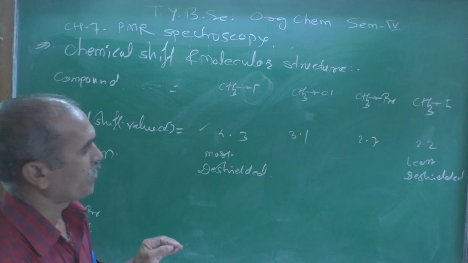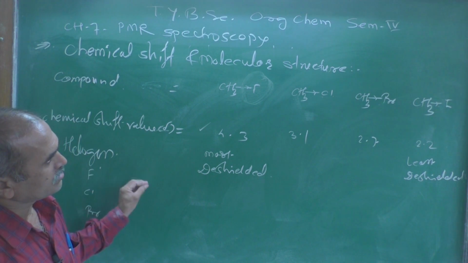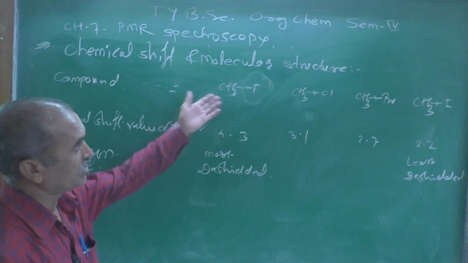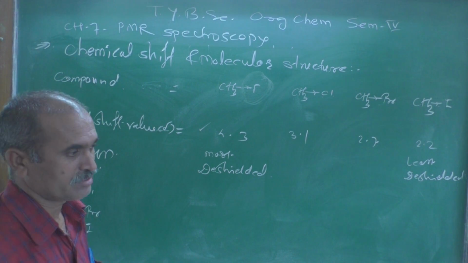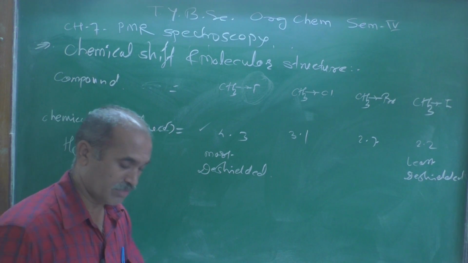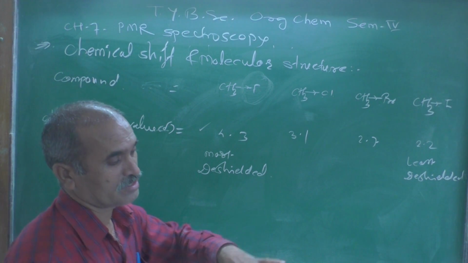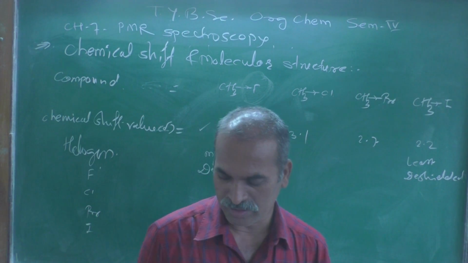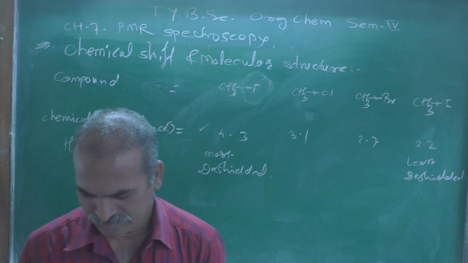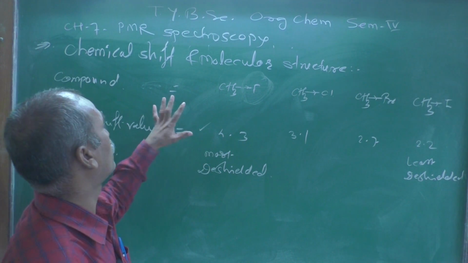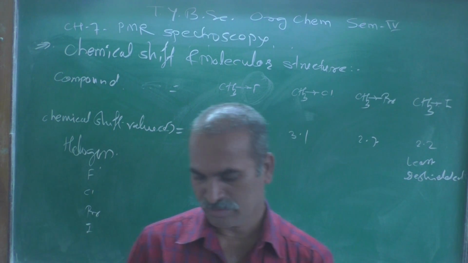That is one simple principle you should remember here. As electronegativity increases, de-shielding increases, and once the de-shielding increases, the delta value also increases. That is the thing you should remember while discussing this one. And this is the example we have considered while studying this point.